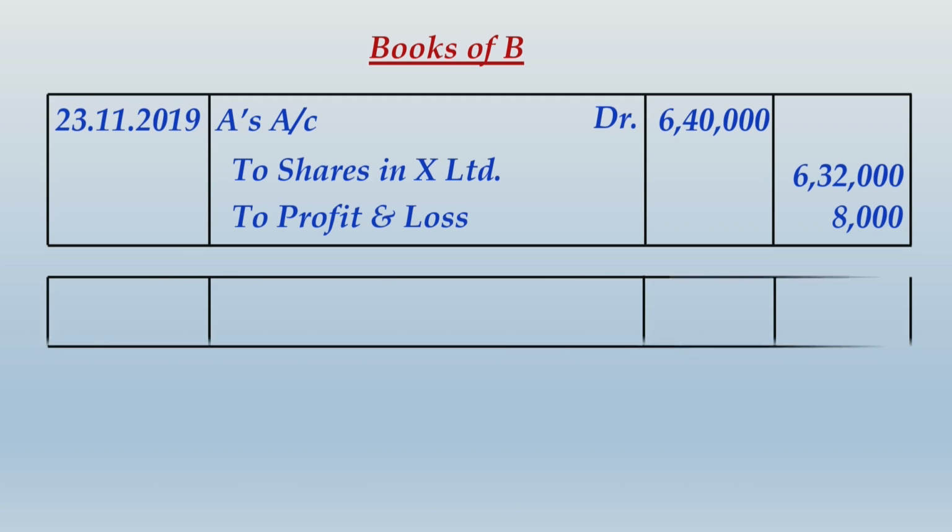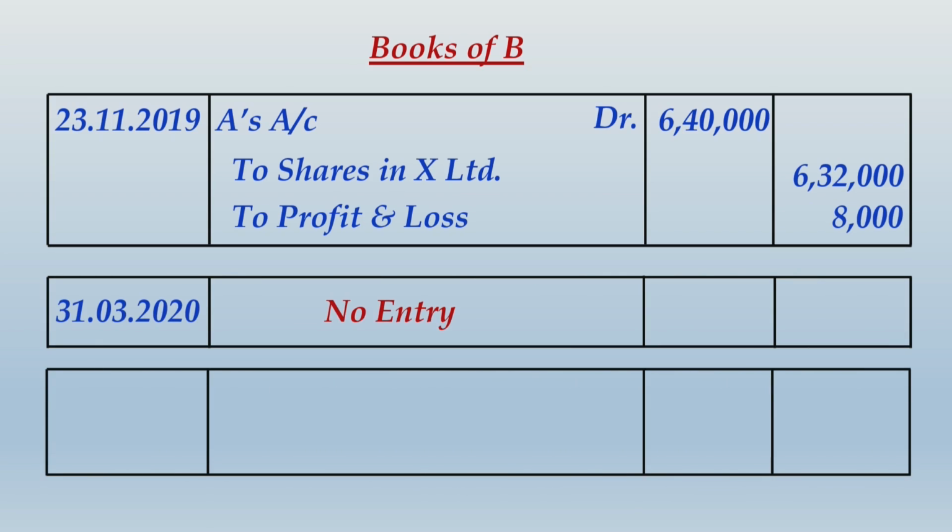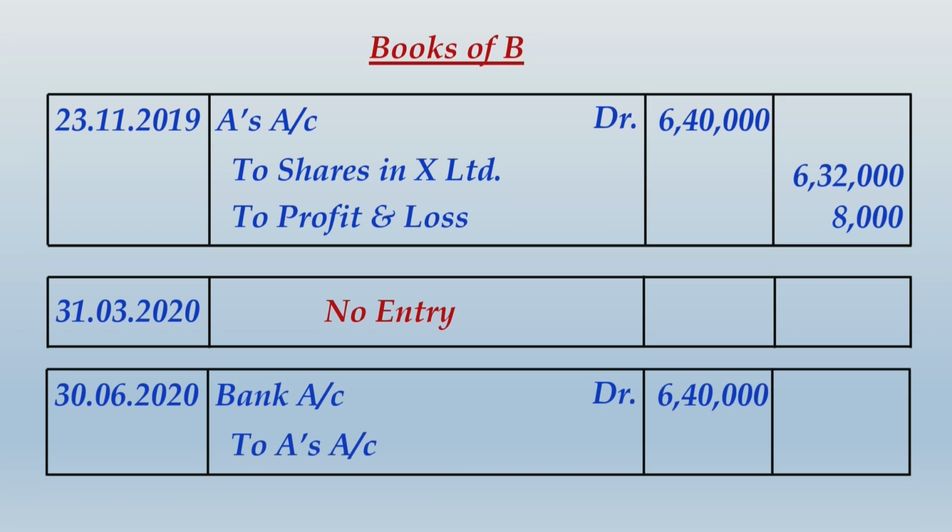this party B. As a result, B shall not pass any entry on 31st March 2020, and as on 30th June 2020, B will simply receive cash of rupees 6,40,000 from A, and that will be the end of B's books from trade date to settlement date. So friends, write up these entries and that will be the end of the solution.